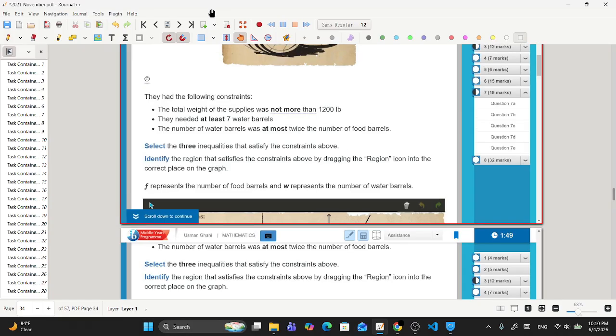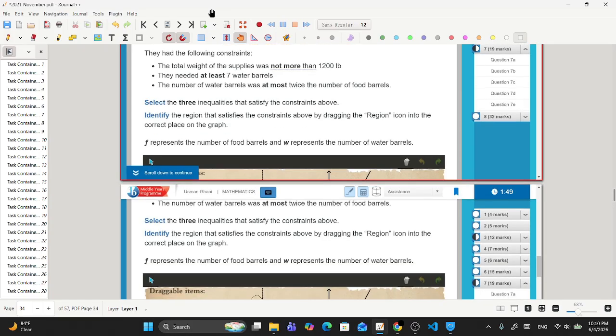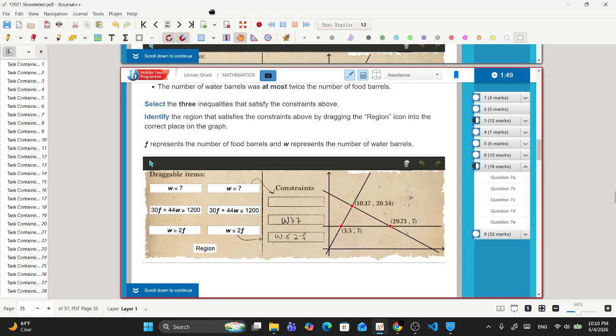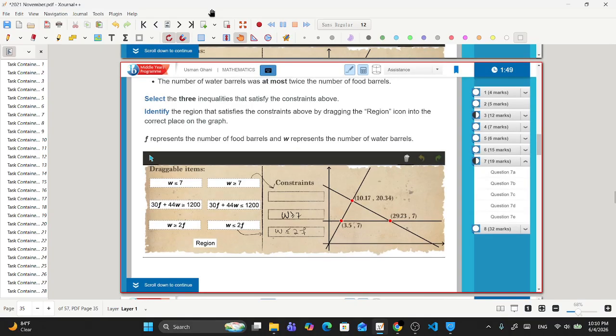So the first constraint was the total weight of the supplies was not more, which means less than 1200 pounds. So less than 1200 pounds means this one: 30F plus 44W is lesser than or equal to 1200. So yeah, these three would be the answers. Select the three inequalities that satisfy. Identify the region that satisfy the constraints above by dragging the region icon into the correct place on the graph.